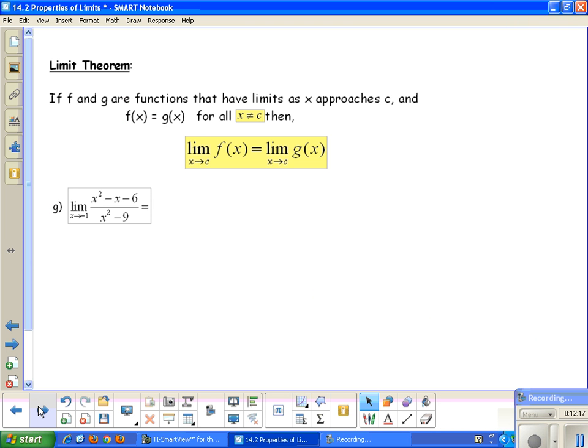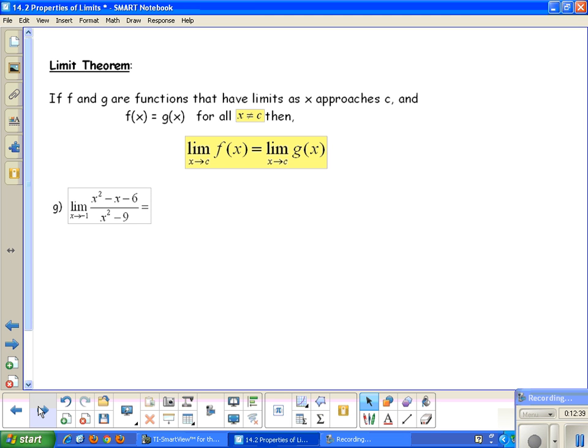Now, the limit theorem states that if f and g are functions that have limits as x approaches c, and f of x equals g of x for all x values not equal to c, then you can find the limit of the function by just using algebra and simplifying your equation to find out what it would be equal to. And you're saying, what in the world does that mean?